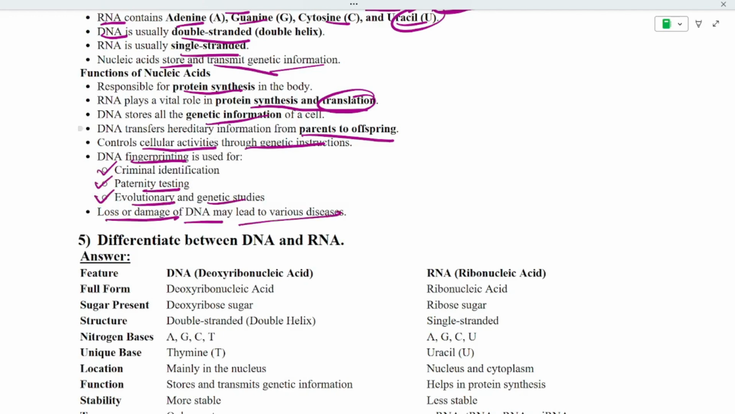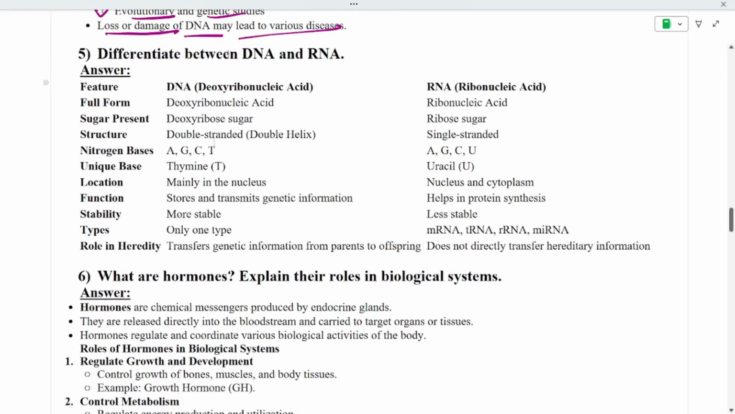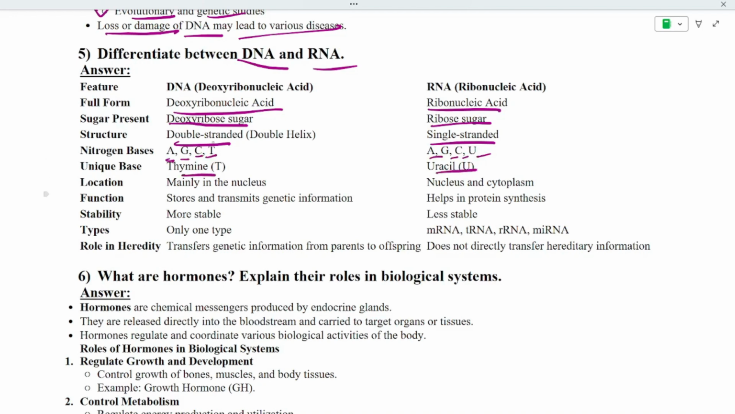Now let's discuss the differentiation between DNA and RNA. DNA is deoxyribonucleic acid, RNA is ribonucleic acid. The sugar present in DNA is deoxyribose sugar, in RNA it is ribose sugar. Structure is double-stranded versus single-stranded. Here it is adenine, guanine, cytosine and thymine; there adenine, guanine, cytosine and uracil. Thymine and uracil you can see here as the unique base. These are the nitrogenous bases which are present.